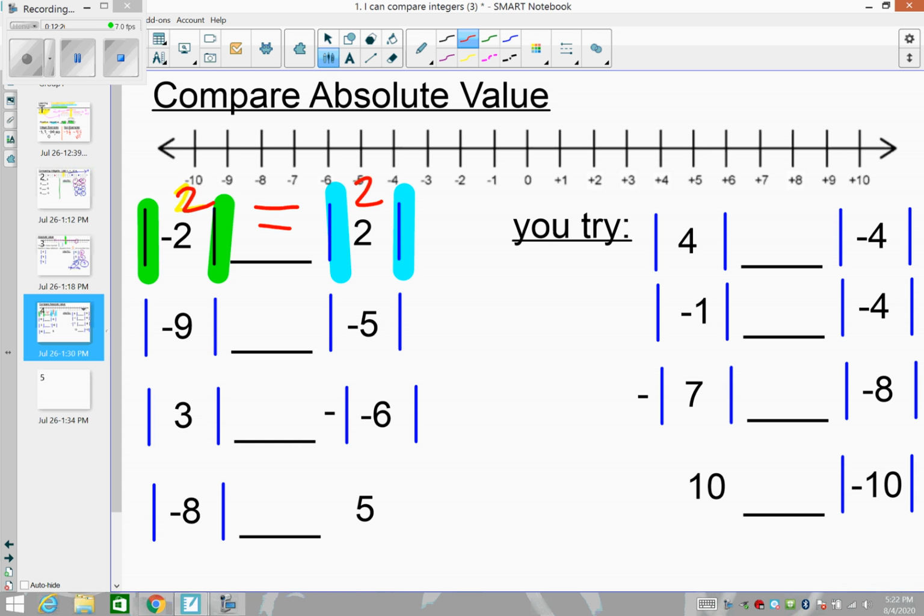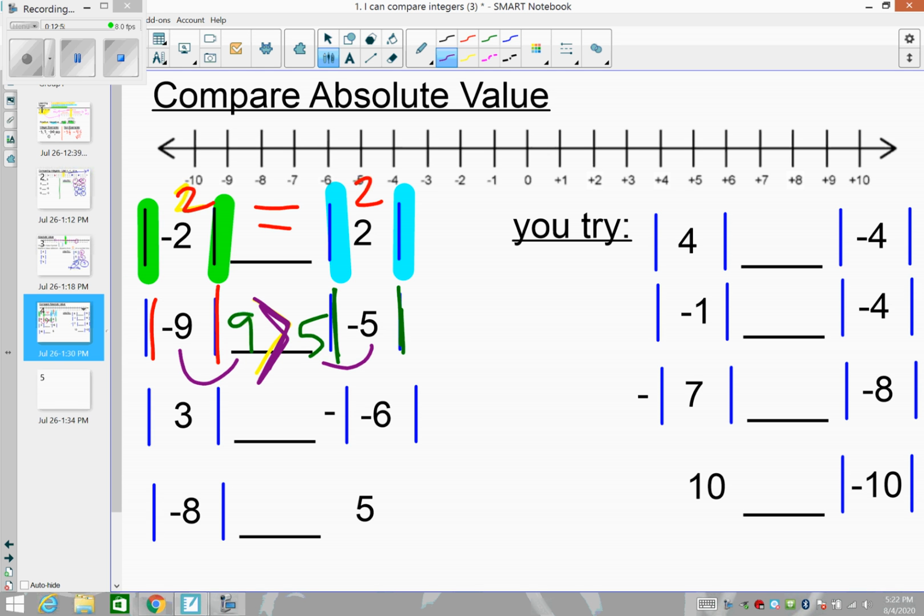How far away from 0 is -9? You should be saying, well, it's 9 units away from 0. How far away from 0 is -5? You should be saying, well, it's 5 units away from 0. So the alligator eats the greatest amount. Which is greater, 9 or 5? The alligator eats the 9.